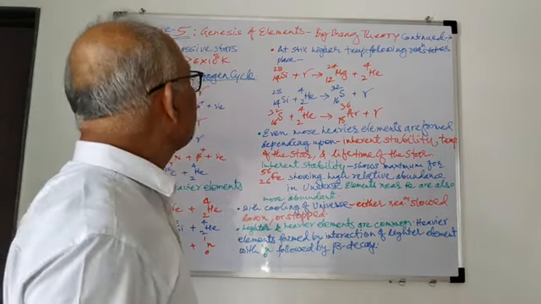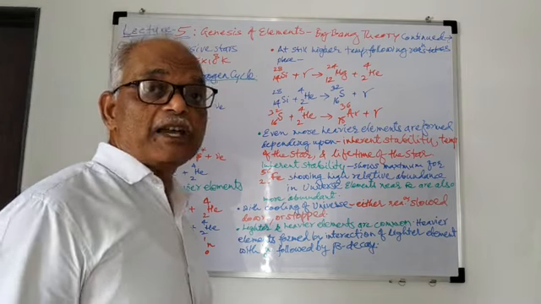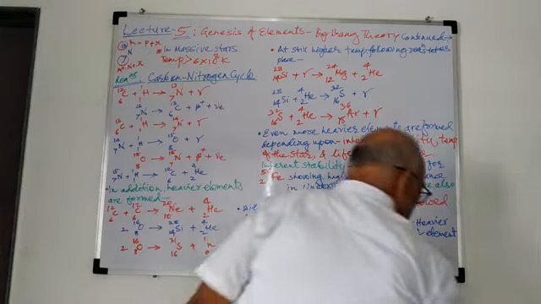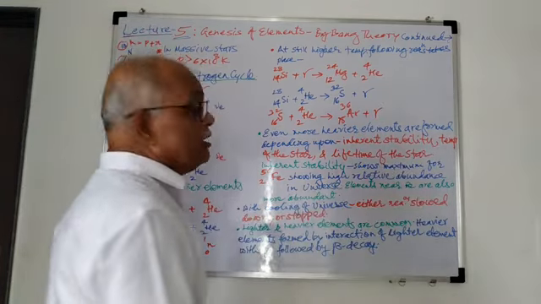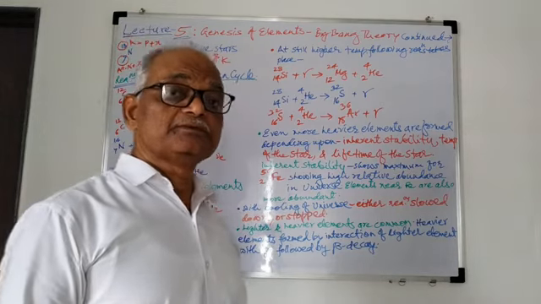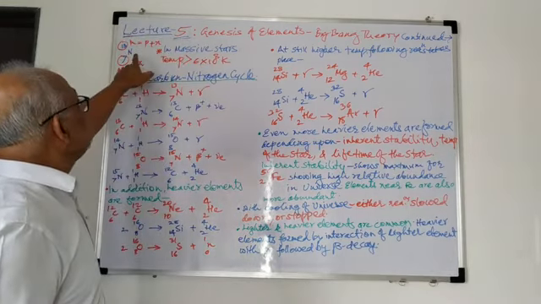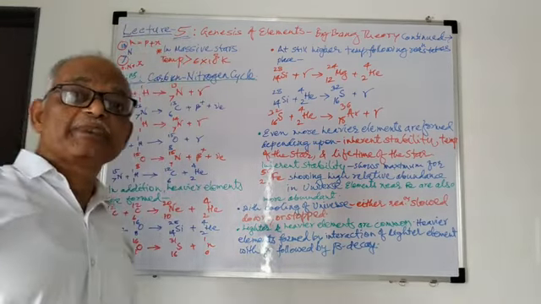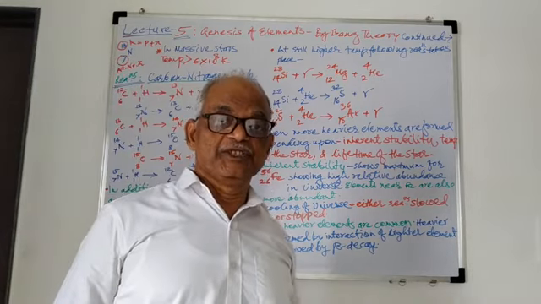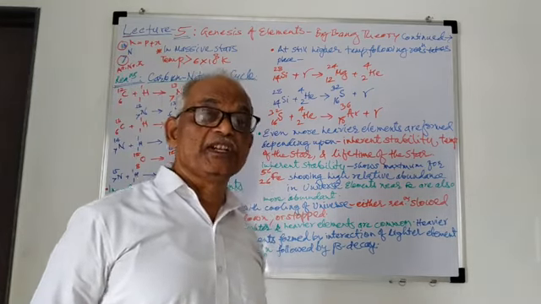Now we will see the previous topic, that is genesis of elements, and the remaining part of the Big Bang theory in this lecture 5. In the previous lecture we have seen the representation of any element or a nucleus.